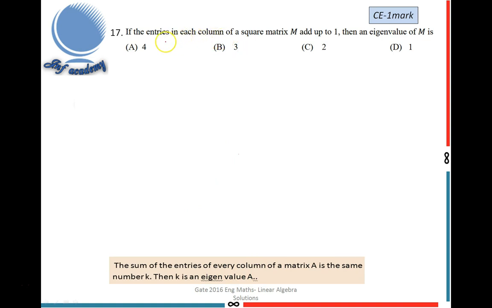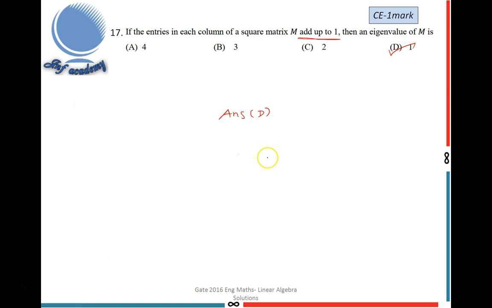Here the given question has, if the entries in each column of a square matrix M add up to 1. That means the sum of the entries of every column of matrix M is the same number 1. Then 1 is an eigenvalue of M. So by using that property, you can immediately say the eigenvalue of M is 1. So the answer is option D. You have to know this property, then only you can answer this question. Now let's move on to the 18th problem.